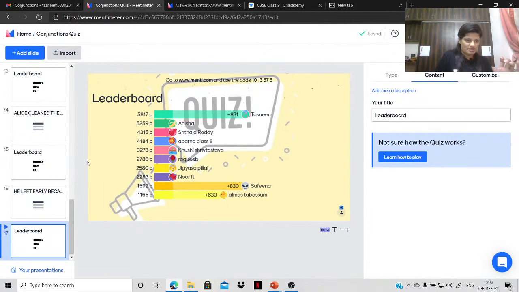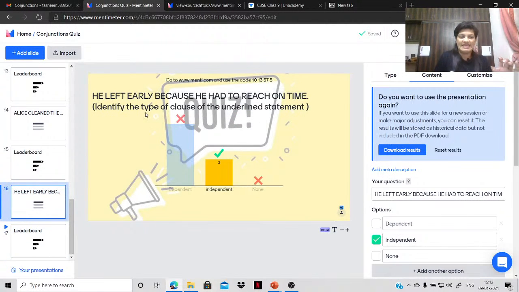But then one question that I have to ask: was it going down? I mean, the last question. What was the last question? "He left early because he had to reach on time." You were supposed to identify the type of clause. Underline statement. I tried to underline, but every time I tried underlining, it kind of went to a different source. I don't know what was happening. I have to figure it out. But then I read it out. You were supposed to identify the clause, and I gave you "he left early." So "he left early" is an independent clause. "Because he had to reach on time" is your dependent clause.